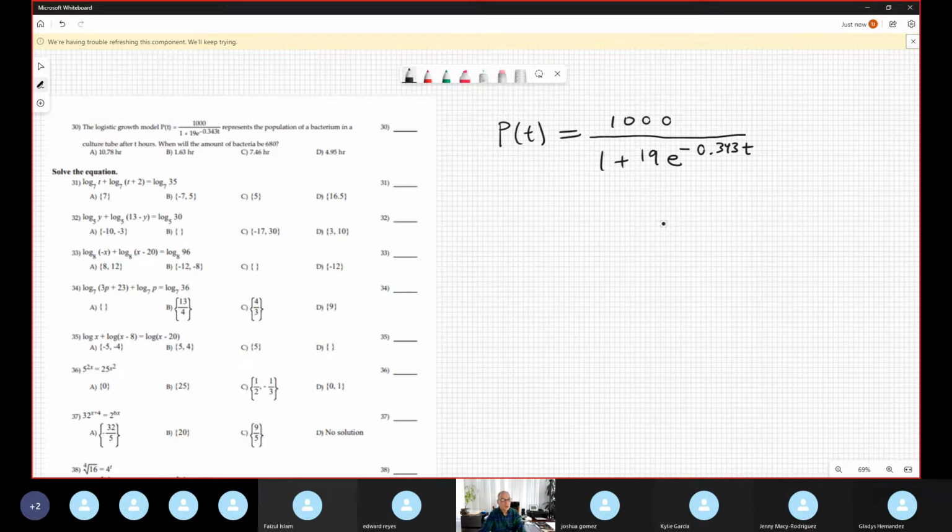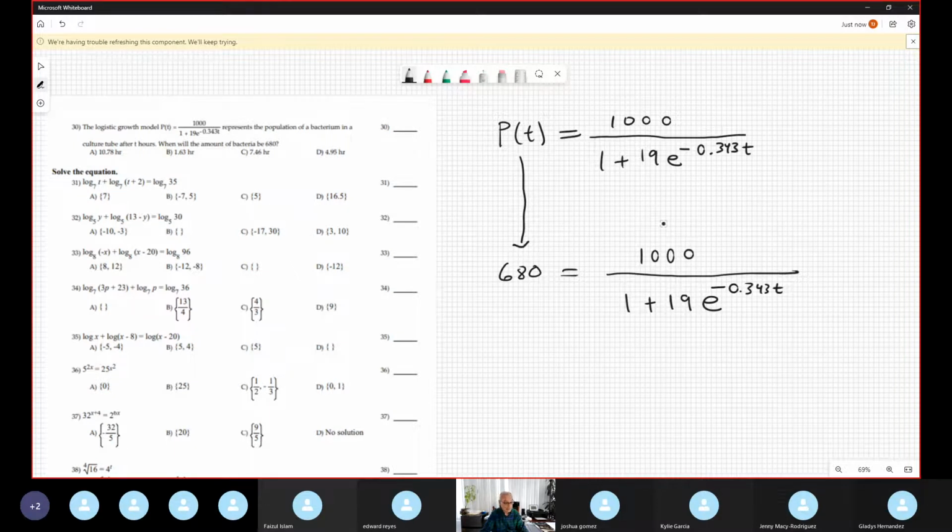Okay, so now, I need to know when the amount of bacteria will be 680. So this is 680 equal to 1000 divided by 1 plus 19 exponential minus 0.343t. I need to find t. I need to solve for t.